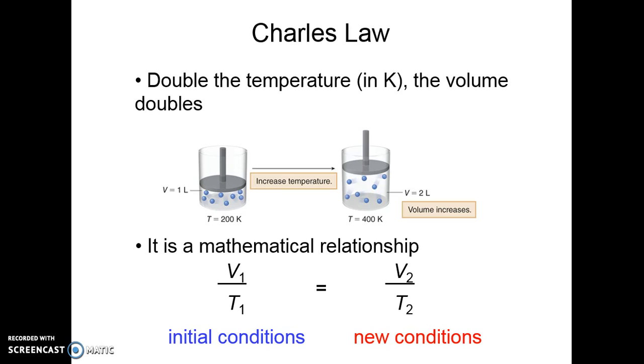Charles's law relates volume and temperature. If you double the temperature, the volume will double. Of course, this is if you hold pressure constant. We can write a mathematical relationship that initial volume over initial temperature is equal to final volume over final temperature.